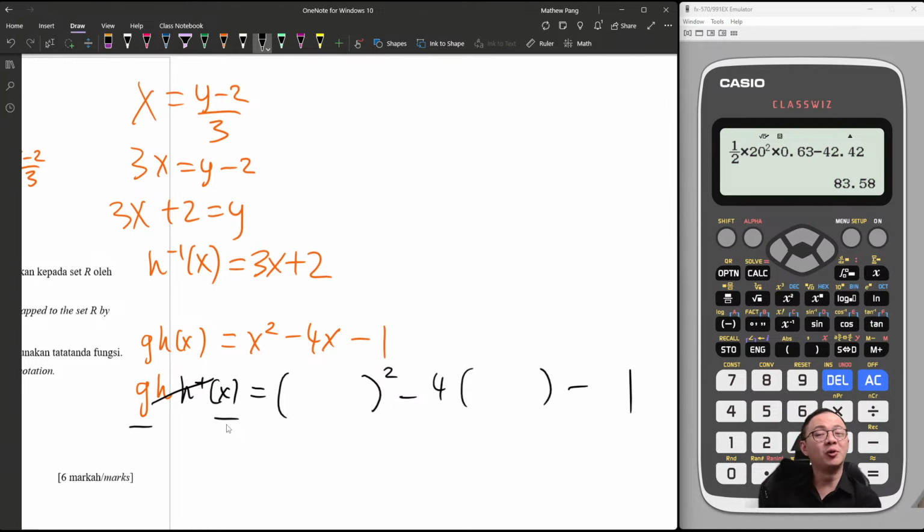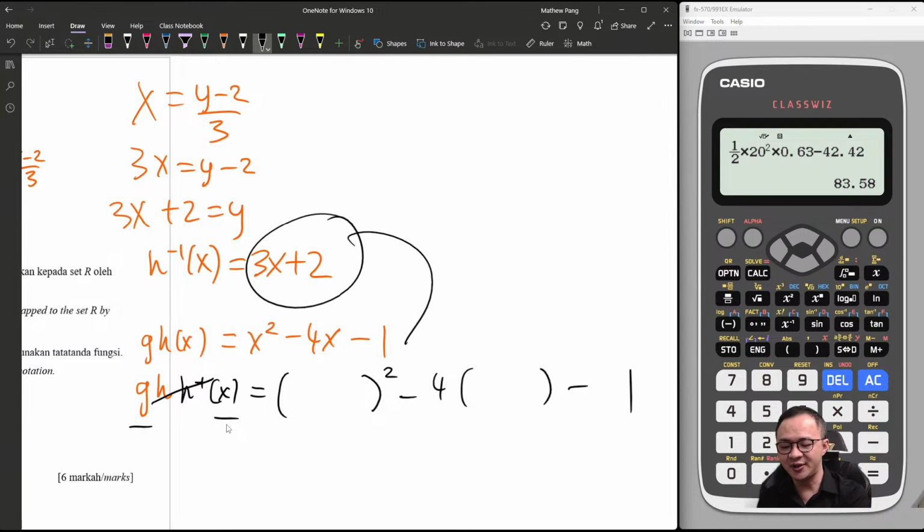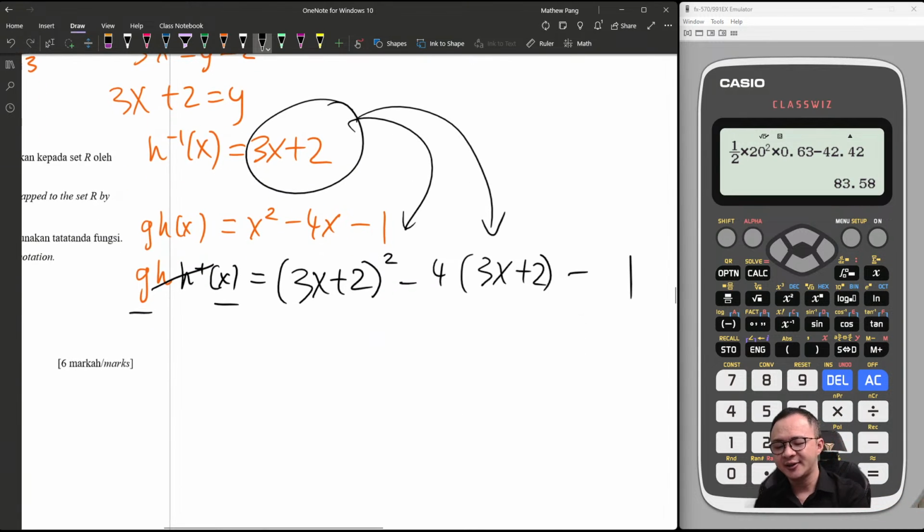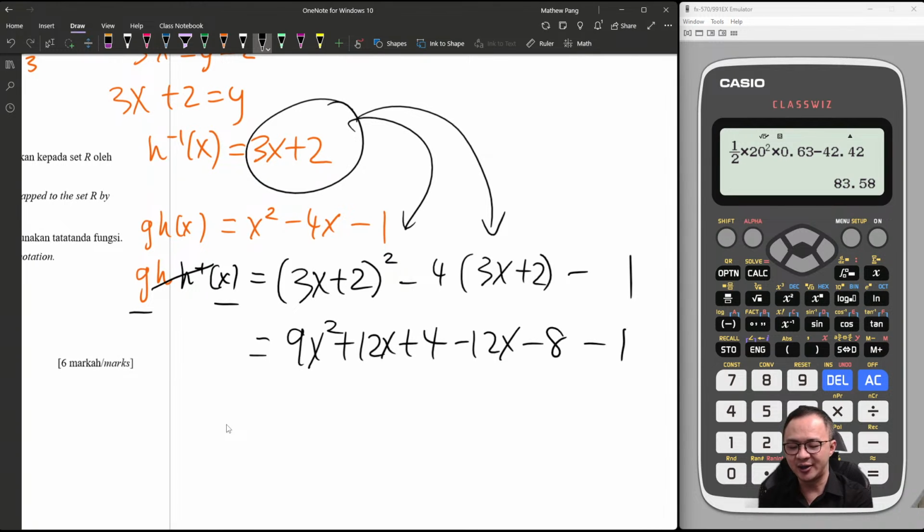Minus 1. So whatever x is right now will become a bracket, then I ask myself, what function should I put into the bracket? Obviously, I sub h inverse, right? Just now I said we'll sub the h inverse into both brackets. Cool? 3x plus 2, 3x plus 2. Done. But normally, we will simplify it, we will not leave it like this. So we expand it and simplify it. 9x squared plus 12x plus 4 minus 12x minus 8 minus 1. 12x, 12x cancel, 9x squared minus 5.